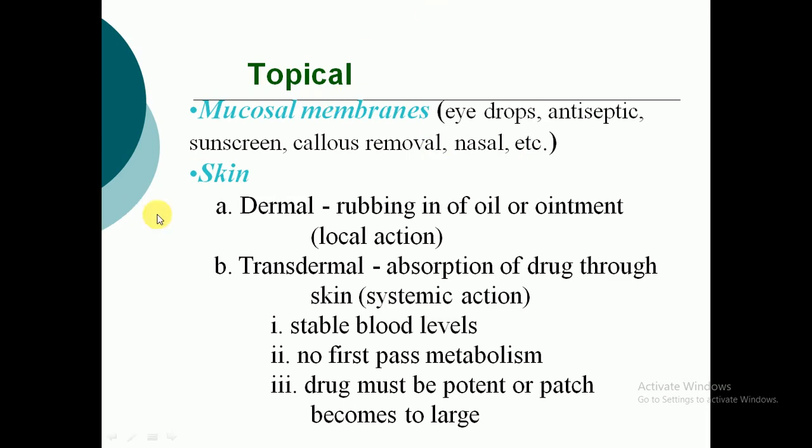For skin, the first one is dermal. Dermal is rubbing in an oil or ointment that causes local action, and transdermal means absorption of the drug through the skin, which produces systemic action. There are stable blood levels and no post effect with topical administration. If we administer a drug topically, there is no post-hepatic metabolism, because most drugs must be metabolized in the liver before reaching systemic circulation. The drug must be potent, or the patch becomes too large.